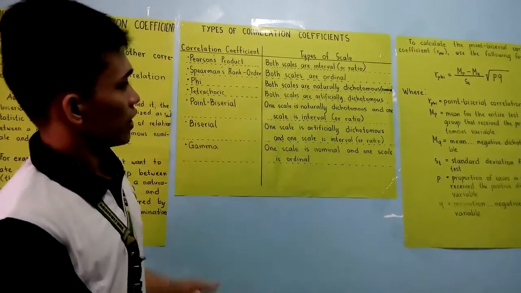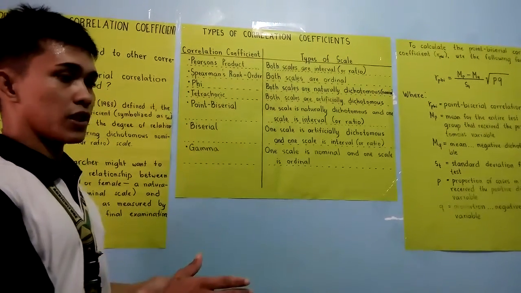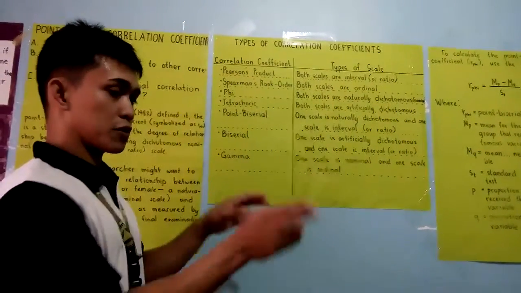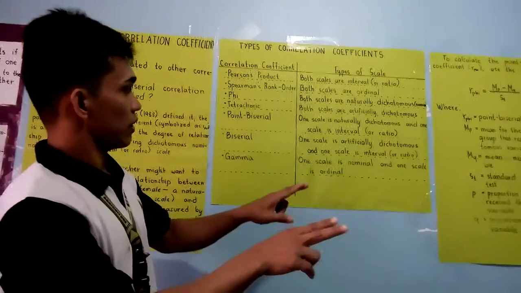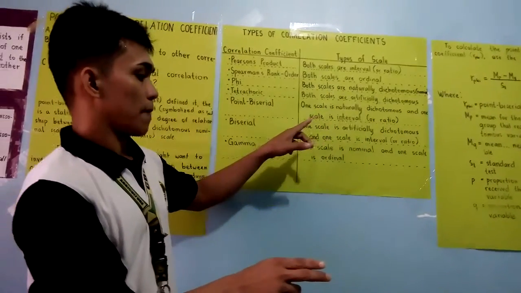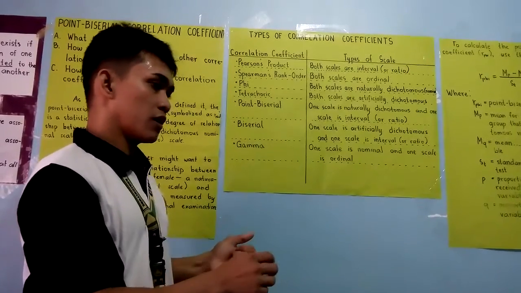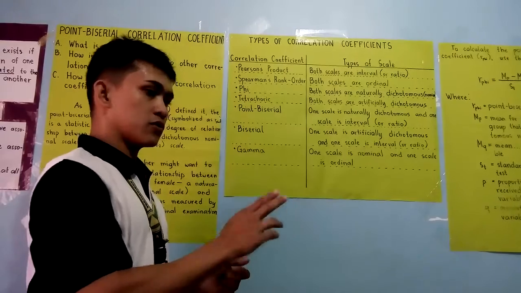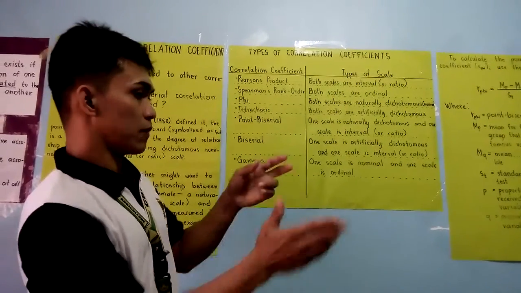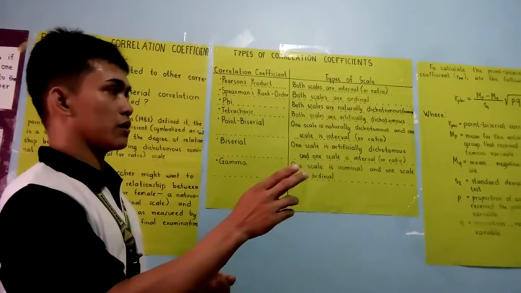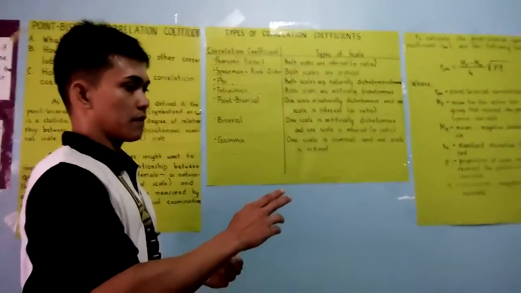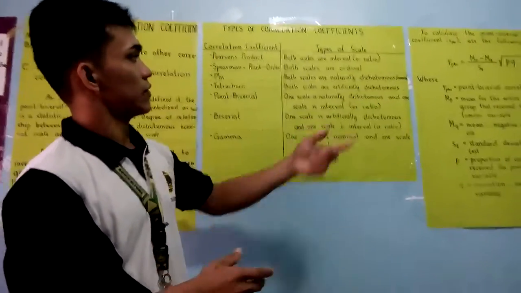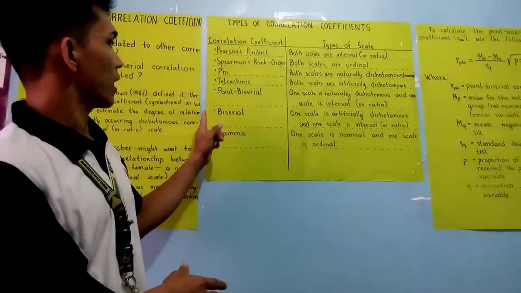If both scales are artificially dichotomous, when you say artificially, say for example, we want to split a variable into two categories. For example, in CBSUA, we determine the grade by 1, 2, 3, 4, and 5. We can split it so that 1, 2, 3 are categorized as passed, and 4 and 5 as failed. That is artificially dichotomous or binary.